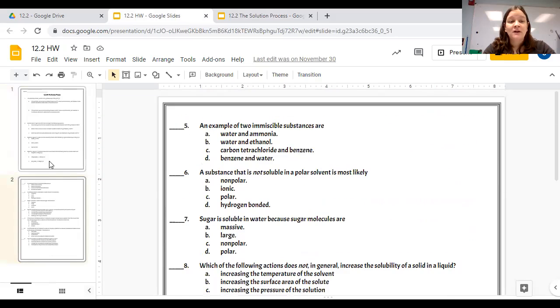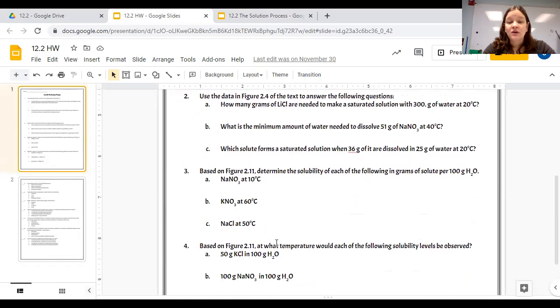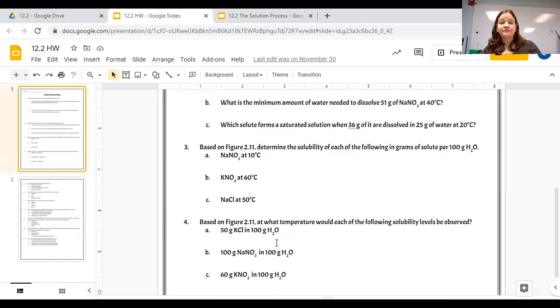Okay. So 3 and 4 are looking at the solubility of substances at different temperatures. So you're just going to determine the solubility. How much would you be able to dissolve? And then in number 4, you're figuring out what temperature you would need for each of these amounts. Okay. So pay attention to the question and what it's asking.